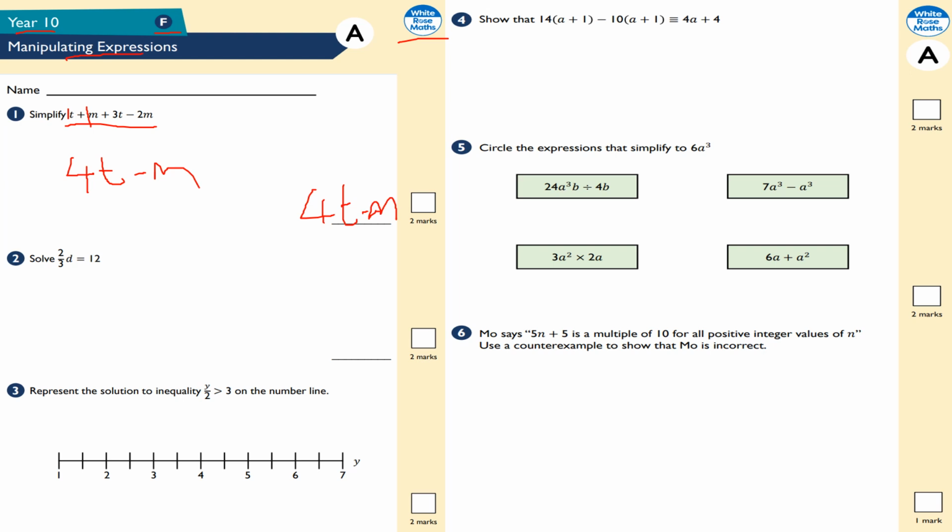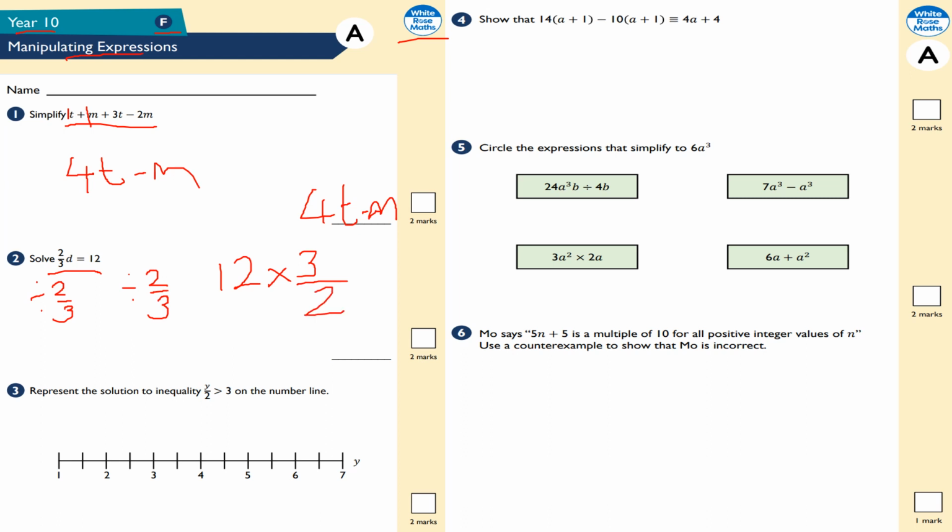Question number 2, solve 2/3 d is equal to 12. Well, I divide both sides of the equation by 2/3 to isolate and get d by itself. Now, dividing by 2/3 in mathematics is the same as multiplying by its reciprocal. So dividing by 2/3 is the same as multiplying by 3/2.